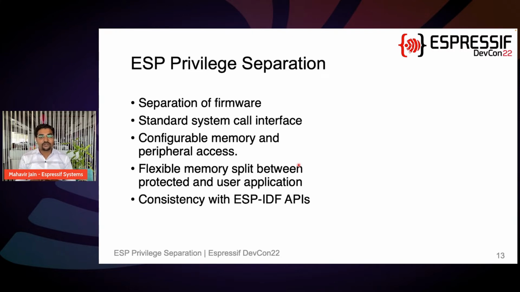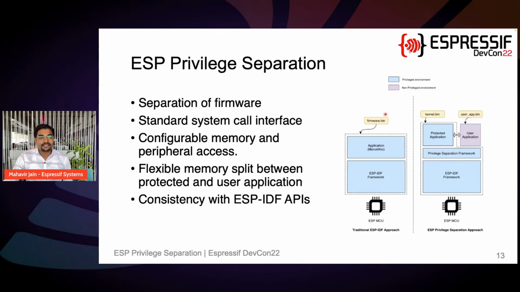and the technical details too. Let me introduce the ESP Privilege Separation framework. What it helps to achieve is the separation of firmwares. It provides a system call interface for the two firmwares to interact with each other. There is configurable memory and peripheral access, and this could be set during the compile time or the build time options itself. There is flexible memory split for the protected and user application. And the biggest advantage is it also provides consistency with ESP-IDF APIs. So we have envisioned that moving ESP-IDF examples into this particular framework should be very convenient and easy.